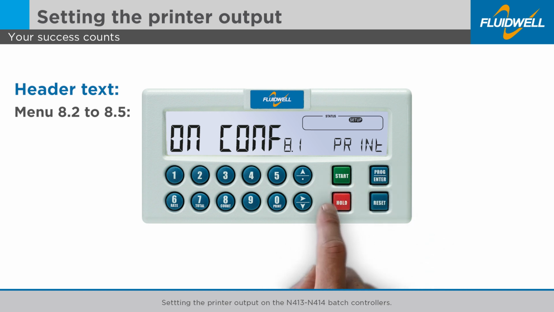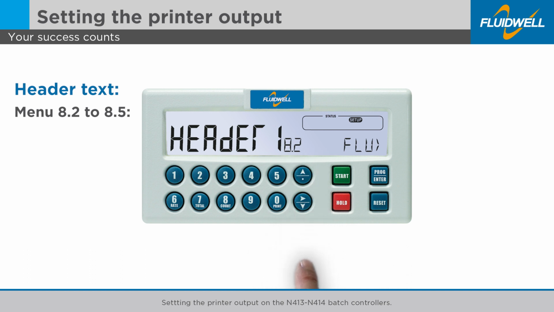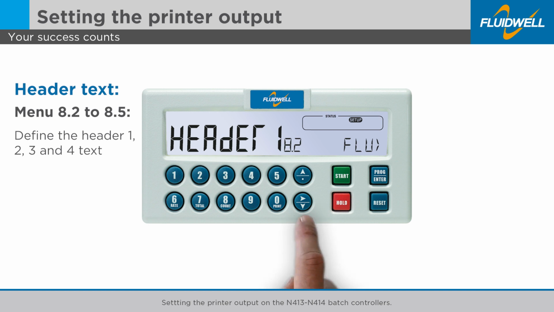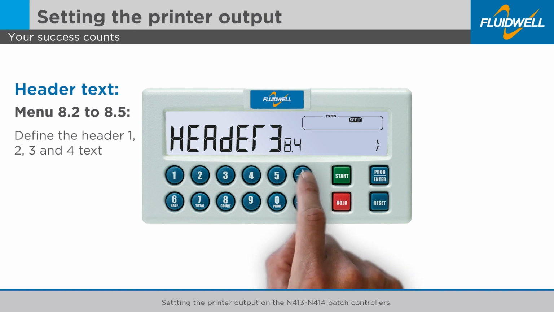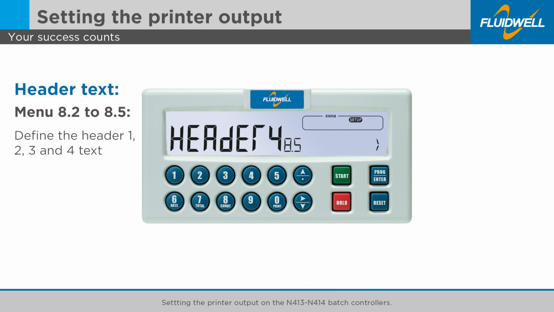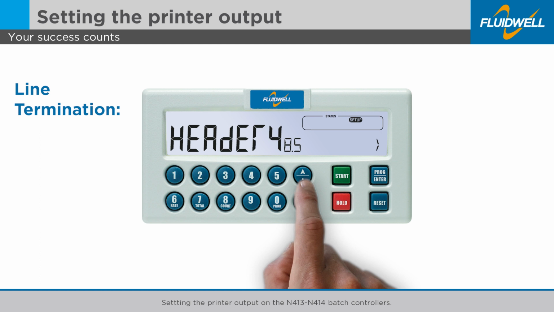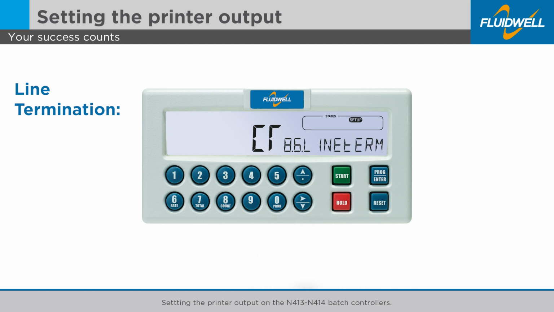Use the arrow up button to go to Menu 8.2 Header 1 to define a 16-character first header text of the receipt. You can define the second, third and fourth header lines in Menu 8.3 up to 8.5. Use the arrow up button to go to Menu 8.6 Line Termination to define what the printer should do to terminate a printed line. Press Prog to change this setting.